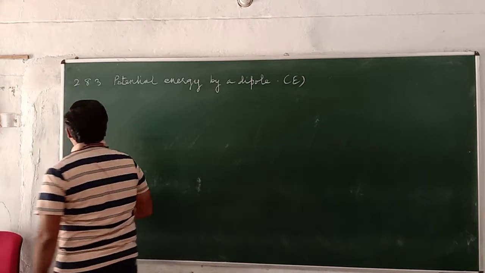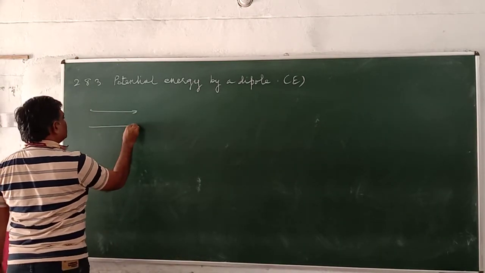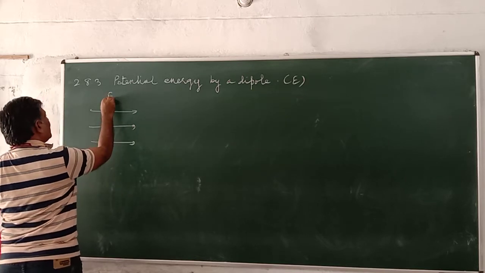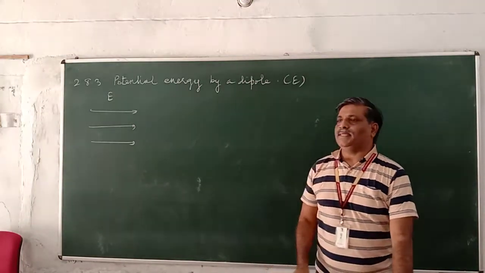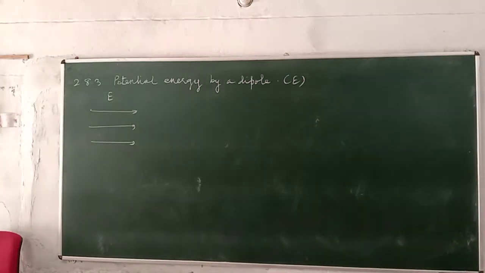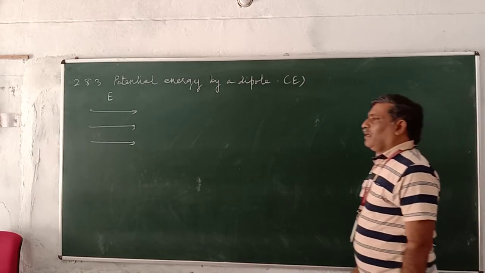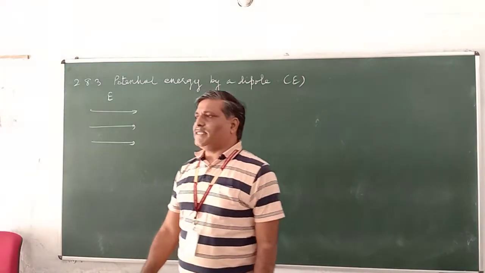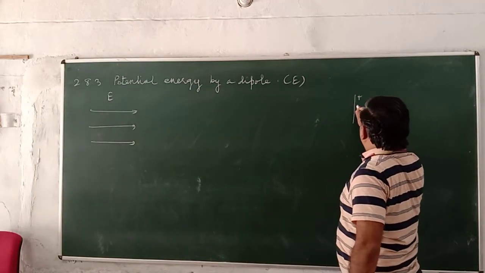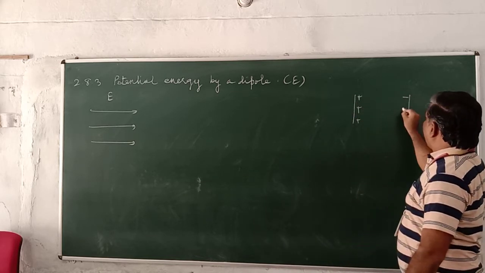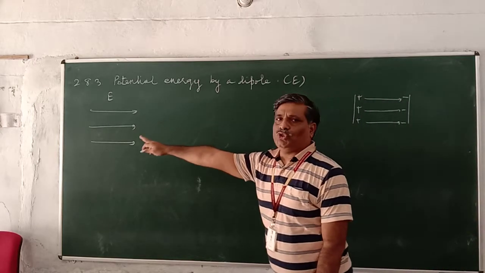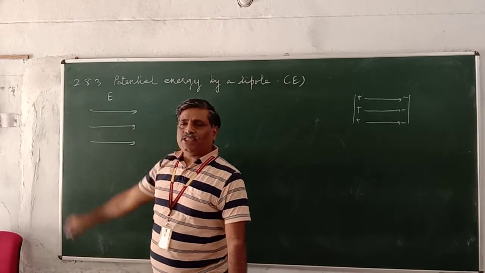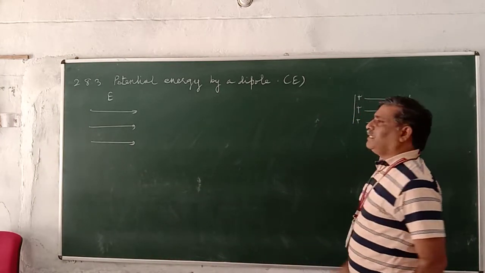Suppose that this is uniform electric field. E is always shown by these parallel lines. Uniform electric field is always shown by these parallel lines. Now how is this field produced? Let us see. Here is one positive plate, here is one negative plate, and then field lines are going from one to the other. So these plates are not shown in this diagram.